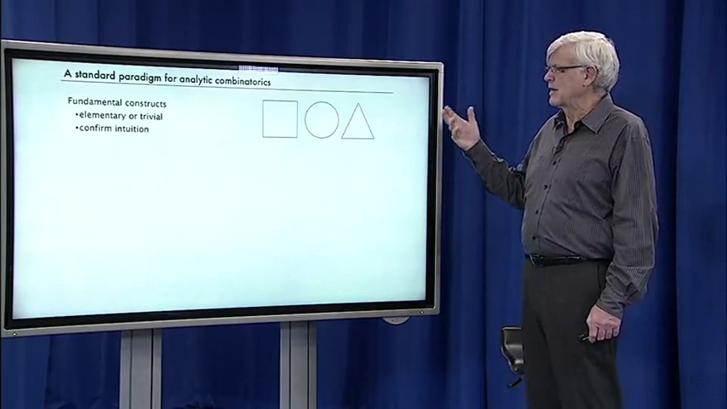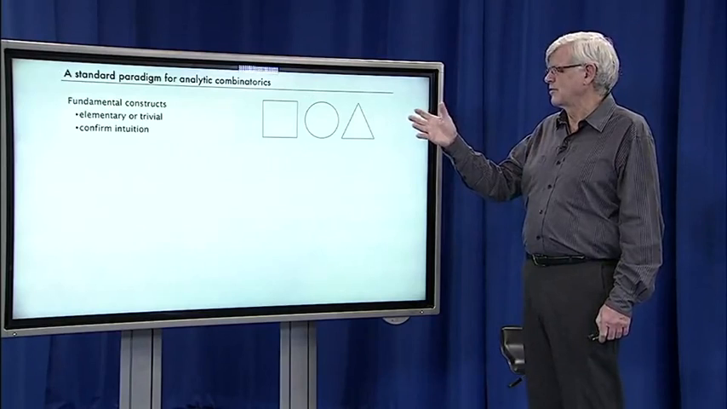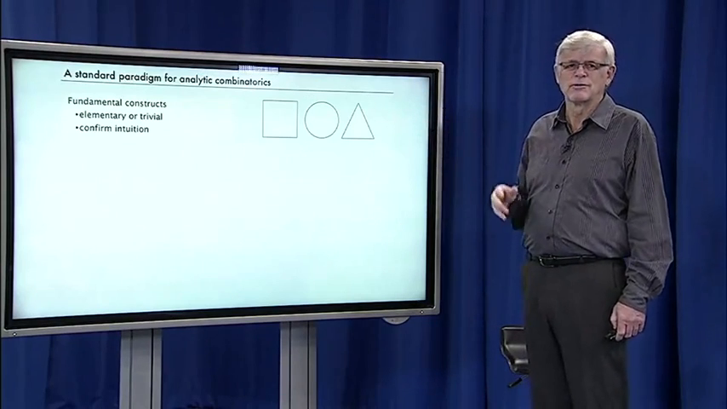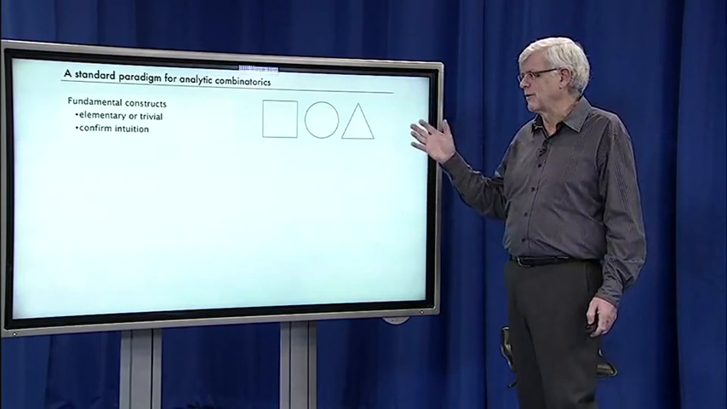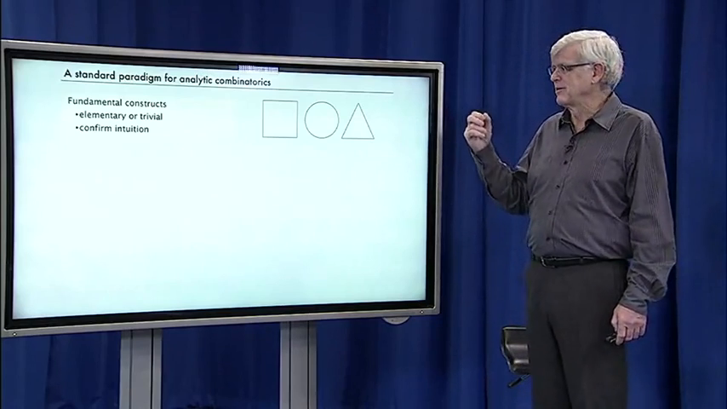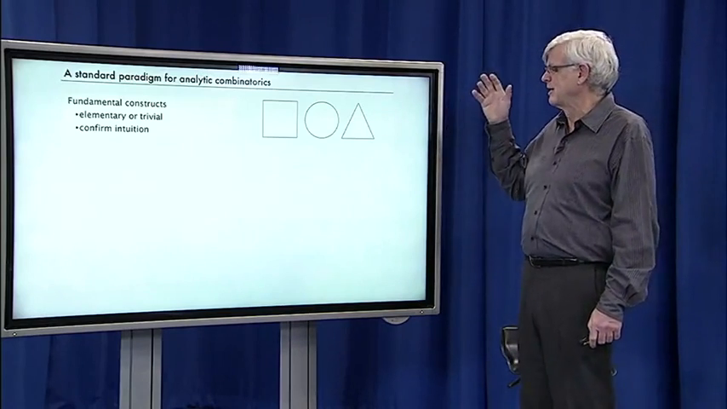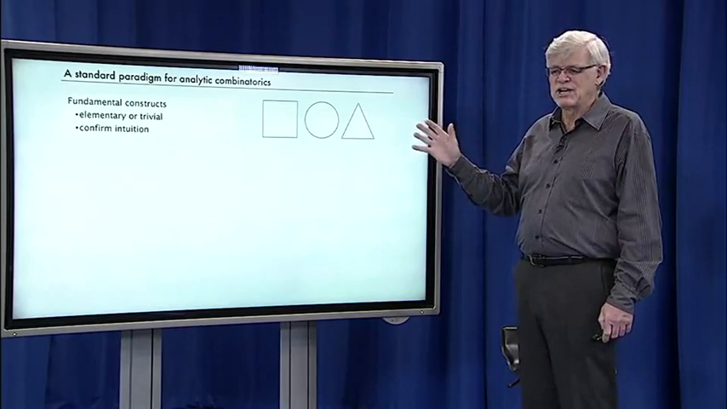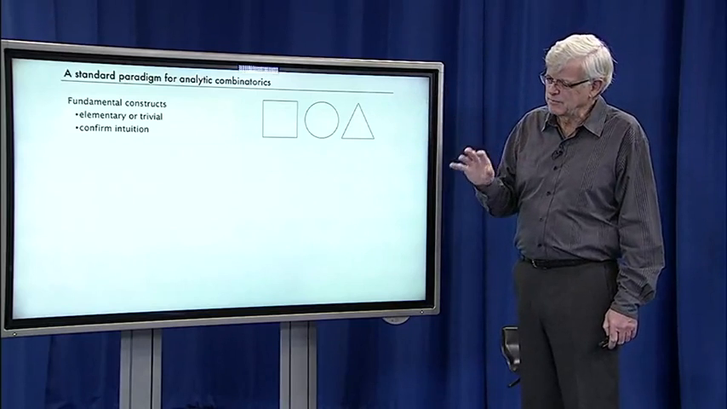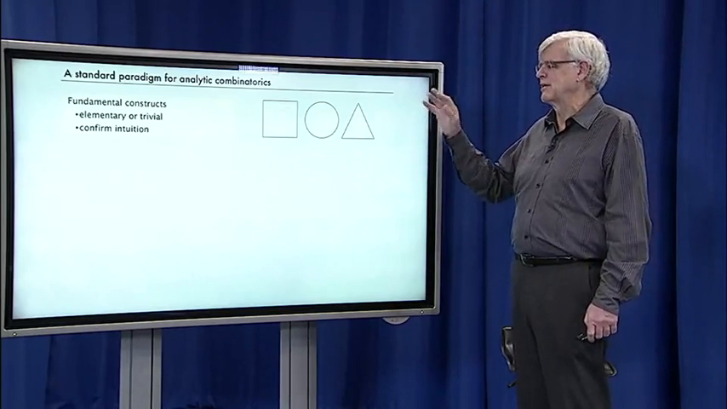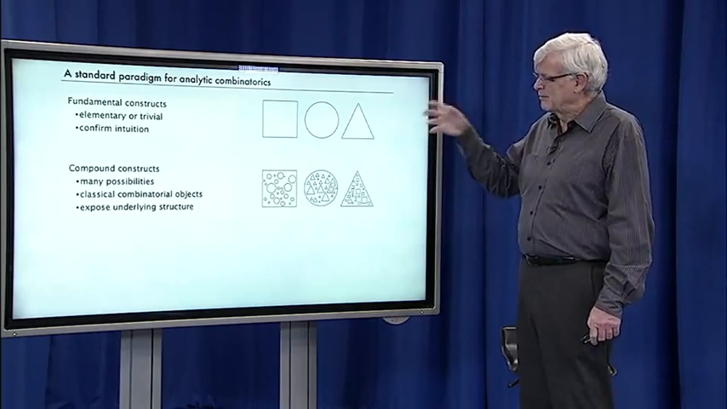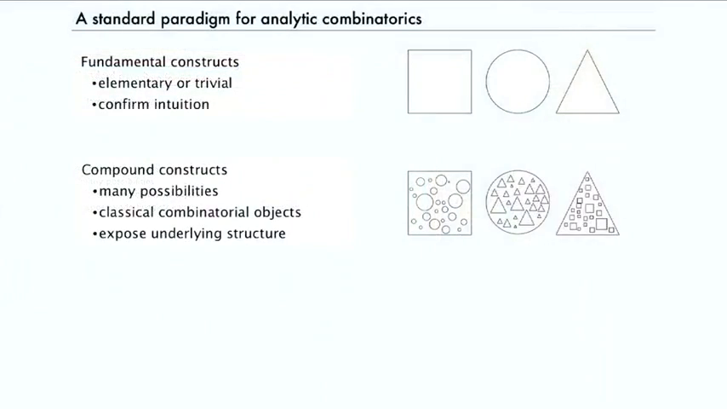That's very common. We start with some fundamental constructs that are the basic things that we want to study. They're either elementary or they're trivial or they confirm our intuition, and we understand them, but we try to understand them from the standpoint of analytic combinatorics. But then we can have compound constructs where we have a set of cycles or a sequence of sets and so forth. And again, those are only the constructions that I've presented.